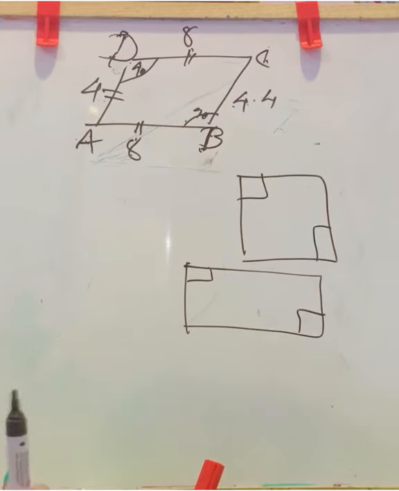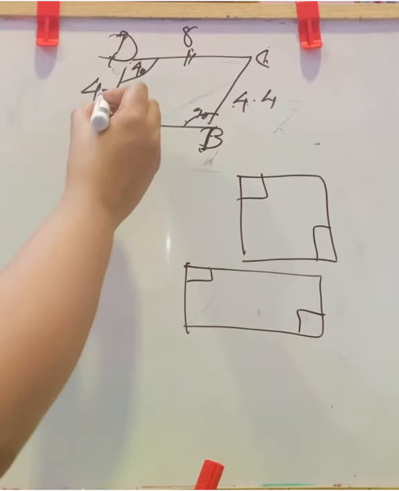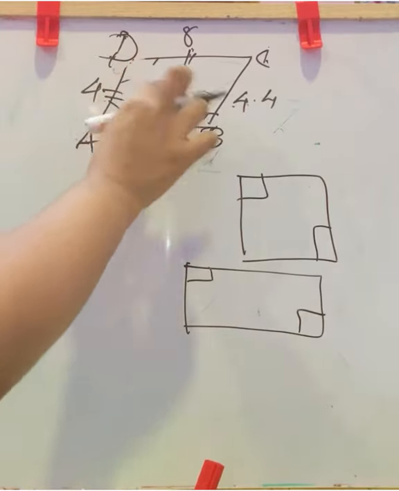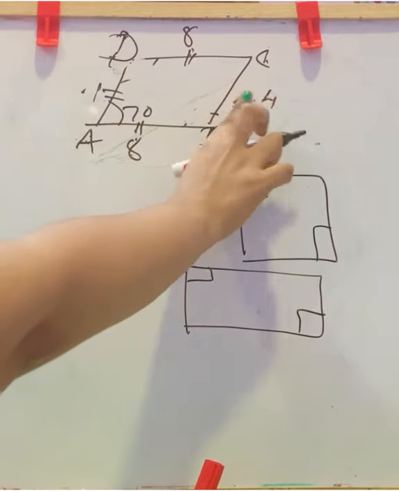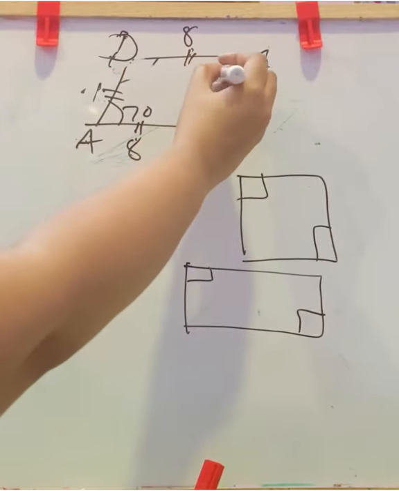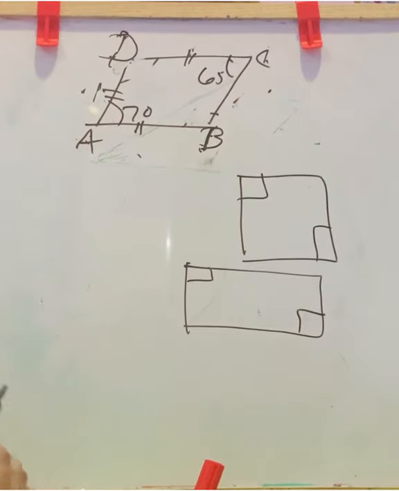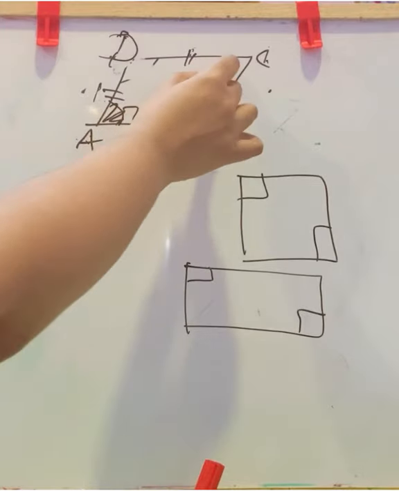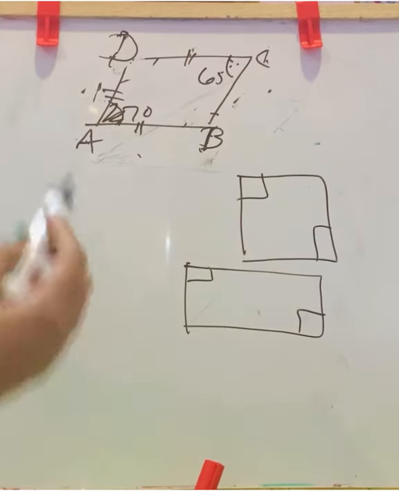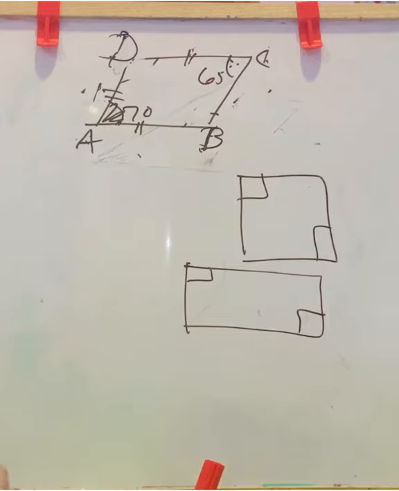This is not a parallelogram. Next, angle A equal to 70 and angle C equal to 65. This is 70 and this is 65. No, it is not a parallelogram. In a parallelogram, opposite angles are equal. So this is 70, this should also be 70. But here we got 65. It is not a parallelogram.